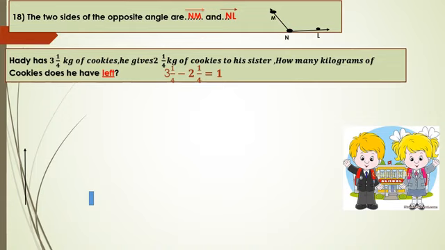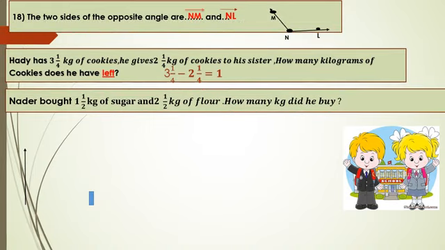We subtract whole numbers. 3 minus 2 equal 1. Then we subtract numerator. 1 minus 1 equals 0. And we write the same denominator, which is 4. 0/4 equals 0. So we get only 1. So the last result equal 1. 3¼ minus 2¼ equal 1 kilogram.